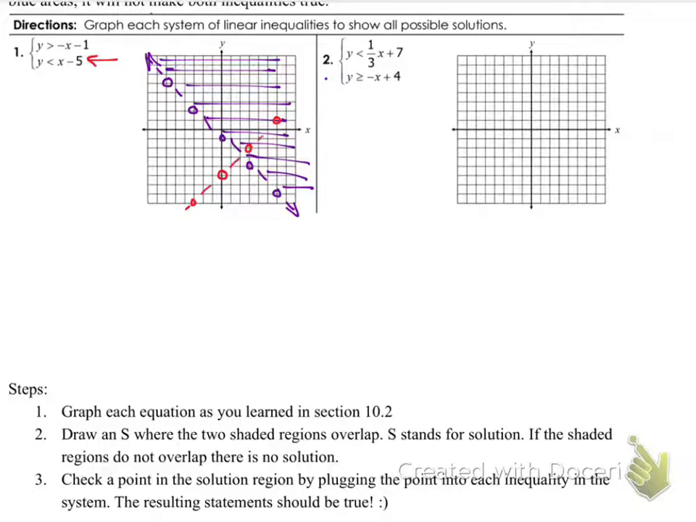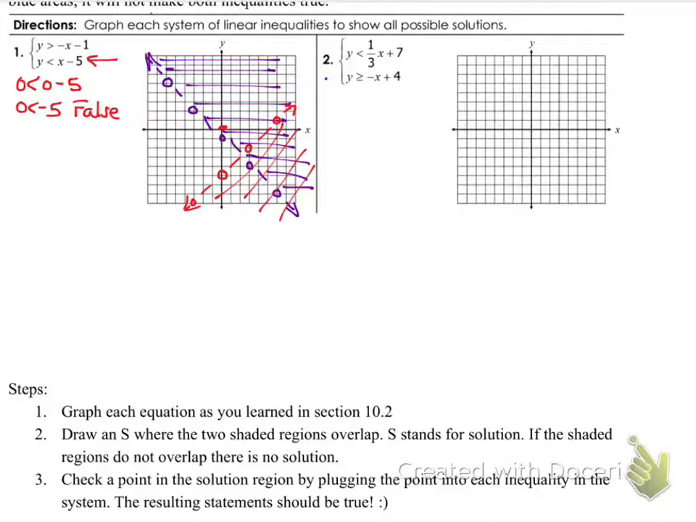Dotted line. Test a point. Let's try 0, 0. Is 0 less than 0 minus 5? Is 0 less than -5? No, it's not. So do not shade on the side that includes 0, 0. That's over here on the left side, so I need to shade this way below this guy.